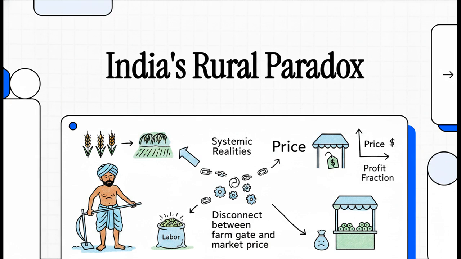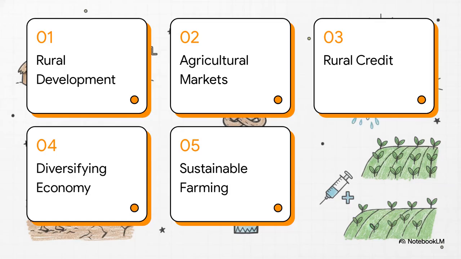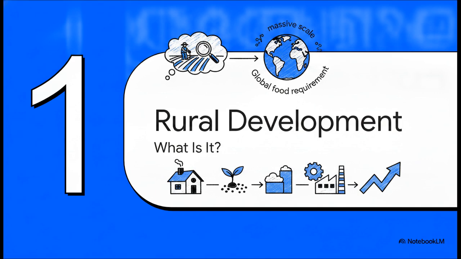We're going to explore the systemic realities of rural development, figure out the disconnect between the farm gate and the market price, and look at what it really takes to build a thriving rural economy. So here's our roadmap for today. We'll start by defining what rural development actually means, then look at the agricultural market system, rural credit, diversifying the rural economy, and finally, sustainable and organic farming. All right, let's kick things off with part one.